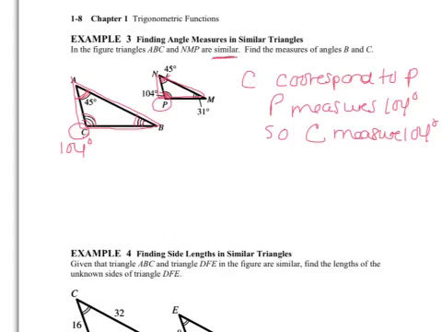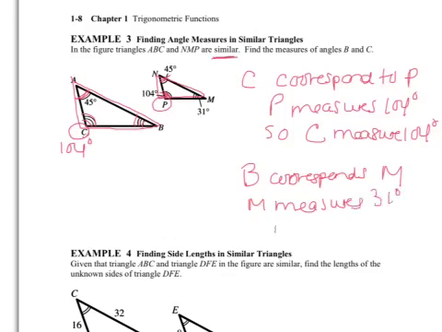So angle B corresponds to M, and we know that M measures 31 degrees, so then B must also equal 31 degrees. And if we want to just double check to make sure, we can add these together. So we could add 45 plus 104 plus 31, and they should all equal 180 degrees.